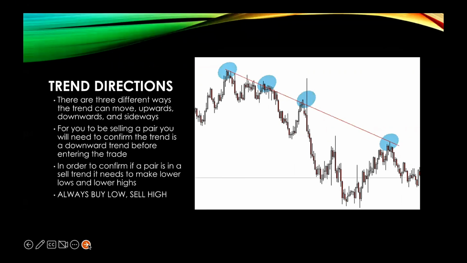We need to confirm that we have lower lows in the downtrend. In order to confirm that it's making lower lows, I advise you all to look at your chart and put circles at the top of each swing, indicating that they are actually getting lower lows. You have lower lows and lower highs, okay?